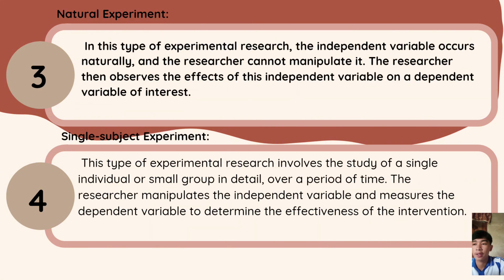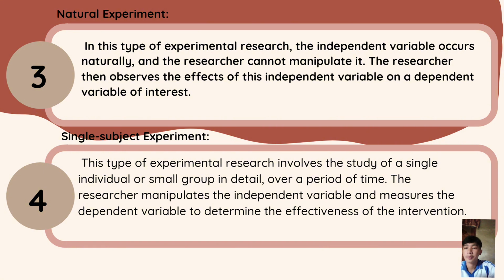Natural experiment. In this type of experimental research, the independent variable occurs naturally and the researcher cannot manipulate it. The researcher then observes the effects of this independent variable on a dependent variable of interest. Single subject experiment. This type of experimental research involves the study of a single individual or group in detail.